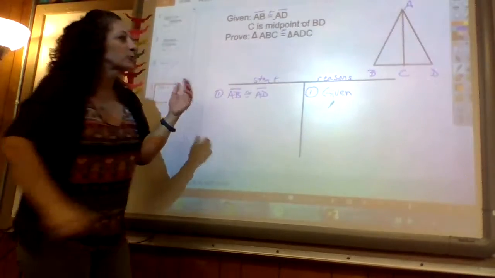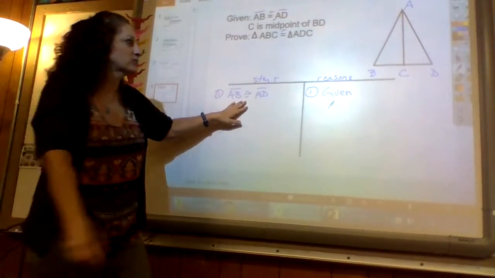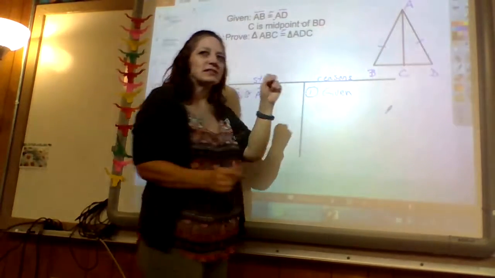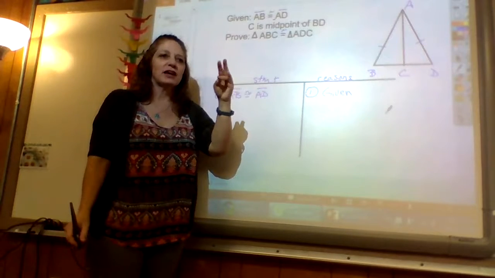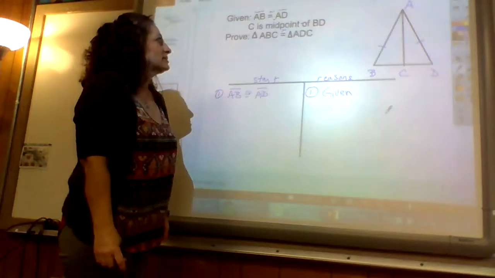Okay, so as far as proving my triangles are congruent, I only have one thing right now. Plus, I need to mark it on my picture. So AB congruent to AD, one piece. It takes three. I either need side, side, side, or side, angle, side. Okay. So that means I have some work to do.